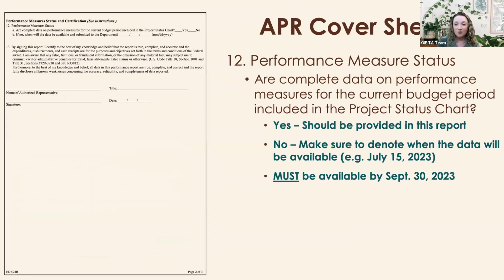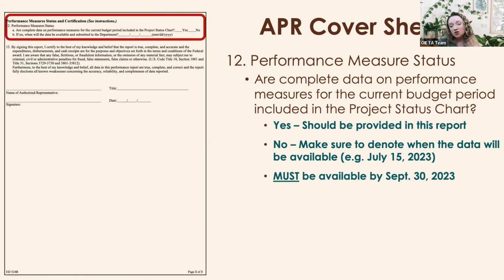Now we're on the back of the form. There are 2 things on the back of the form. The first being the question about your performance measure status. It asks you if complete data for your performance measures is available. If it is, if you're able to report all your data right now, then you mark yes and move on.